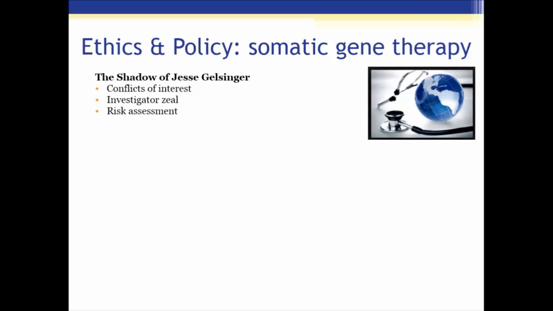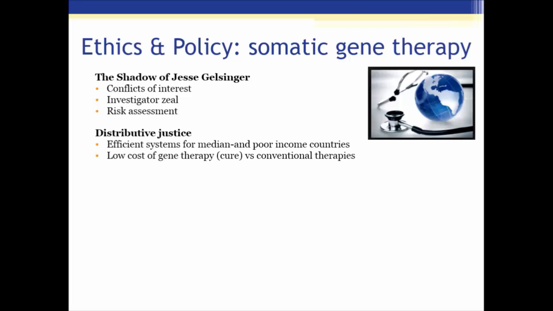The hallmarks of the Gelsinger study were that there were conflicts of interest between the investigator and the company that was supplying the therapy, that this investigator perhaps was over-enthusiastic in the recruitment of patients, including young Gelsinger, and also that the risk assessment of the trial before it was given the green light was perhaps incomplete. In other words, not great enough attention to mouse and in vivo studies. These are things that no doubt will play into the first trials using CRISPR-Cas9 and other technologies.